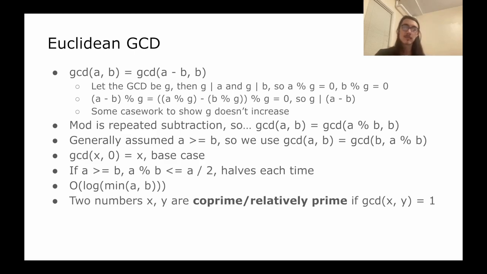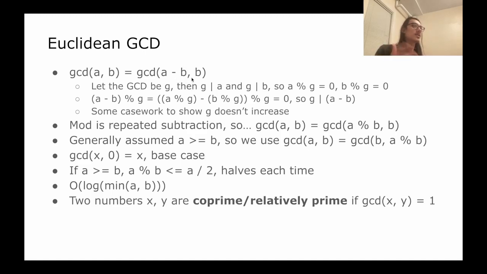So, Euclidean GCD. This is the Euclidean algorithm. It relies on the fact that the GCD of 2 numbers, specifically a and b, is equal to the GCD of a minus b and b. We're assuming a is greater than or equal to b, if not, swap them. The reason this is true is because both a and b are divisible by the GCD g. So we're saying that a mod g is 0 and b mod g is 0. Therefore, for a minus b mod g, we can use the identity you might have derived before to say that a minus b mod g is a mod g minus b mod g, which are both 0, and so the whole thing is 0. So g is also a divisor of a minus b. That shows that you won't lose any divisors by subtracting b.